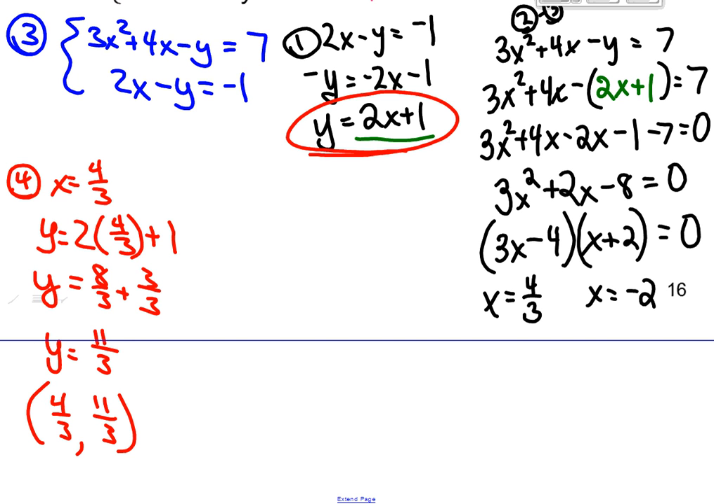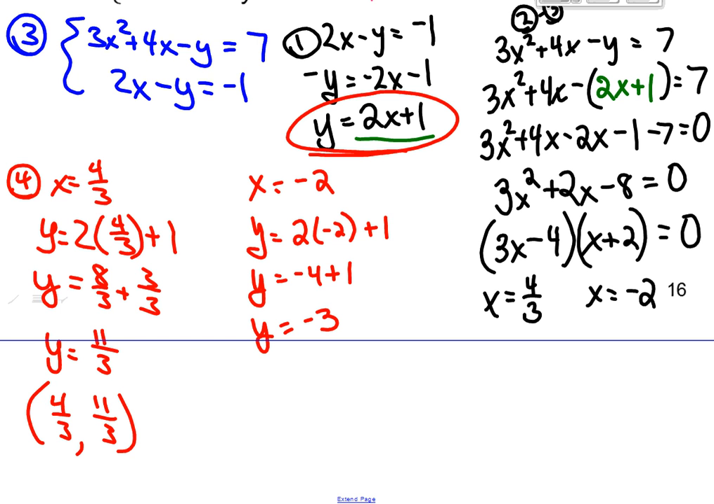And then for our second ordered pair, x equals -2. So y equals 2 times -2 plus 1. y equals -4 plus 1. y is -3. And so our other ordered pair is -2, -3.